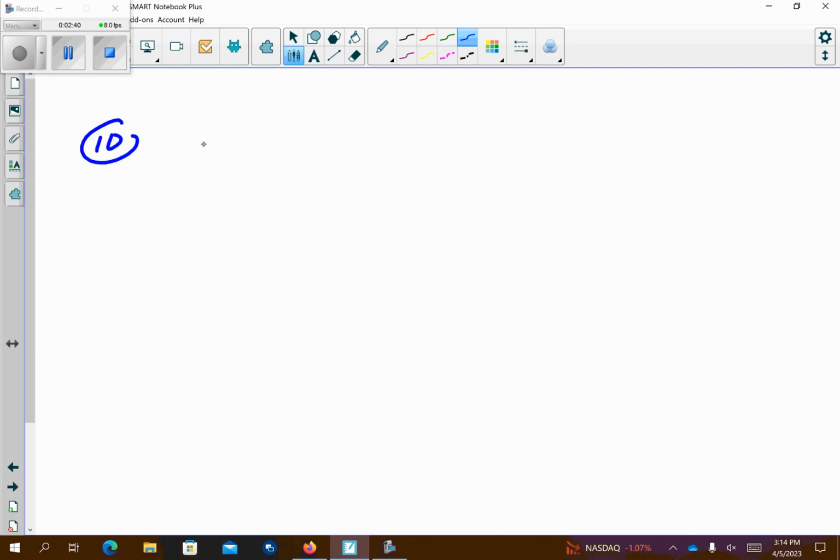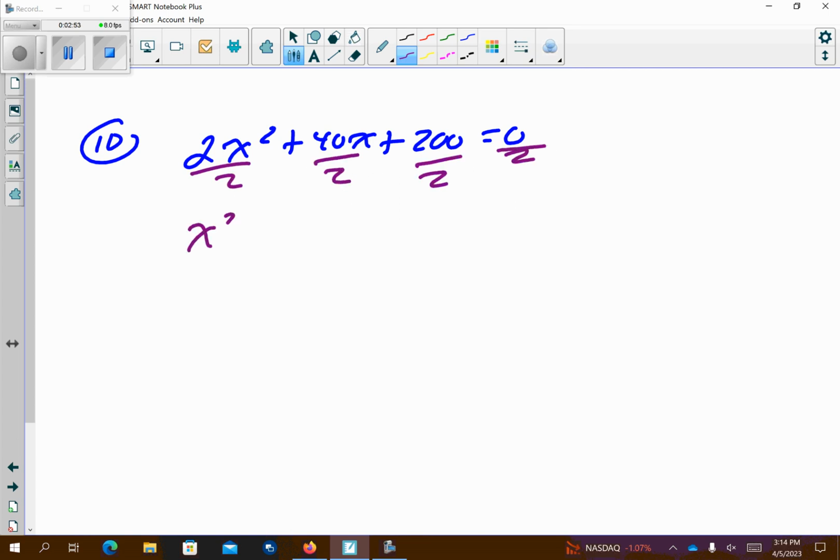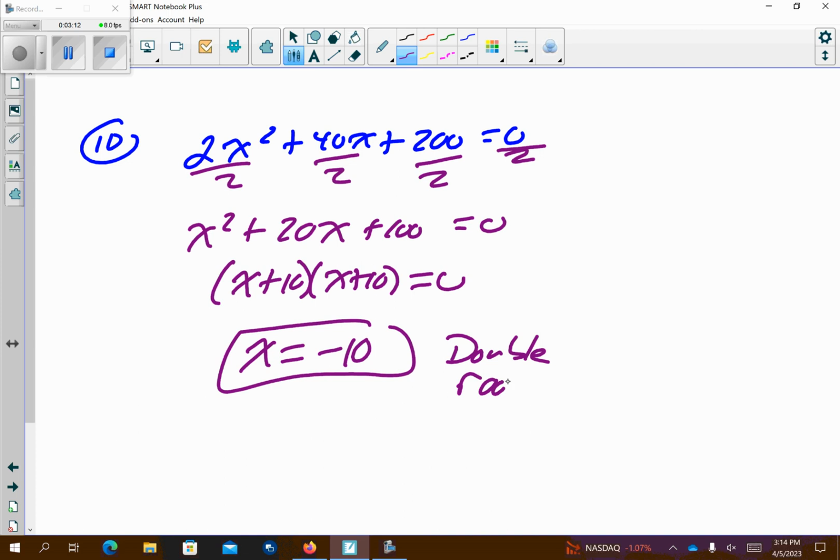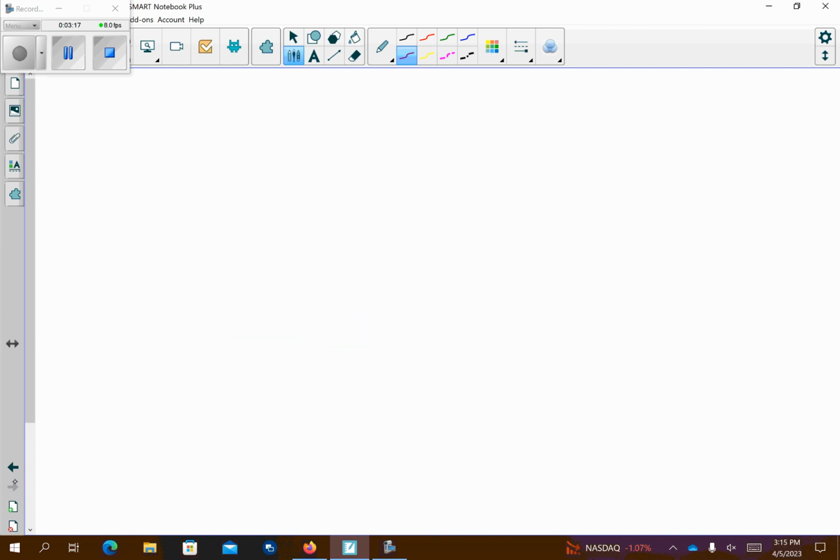Number 10, we have 2x squared plus 40x plus 200 is equal to 0. The first thing I would do is divide everything by 2. That gives me x squared plus 20x plus 100 equals 0. This factors quickly to x plus 10, x plus 10. So we get an answer of x equals negative 10 if we set one of those equal to 0. This is something called a double root, and you'll see more of that in 2 years when you take Algebra 2 after you take geometry.